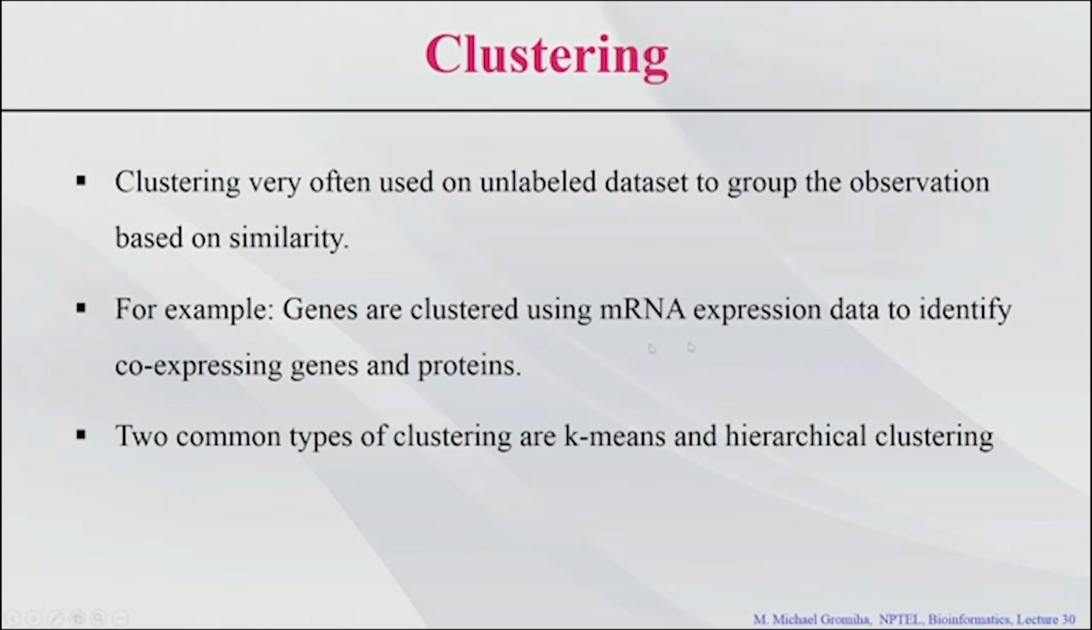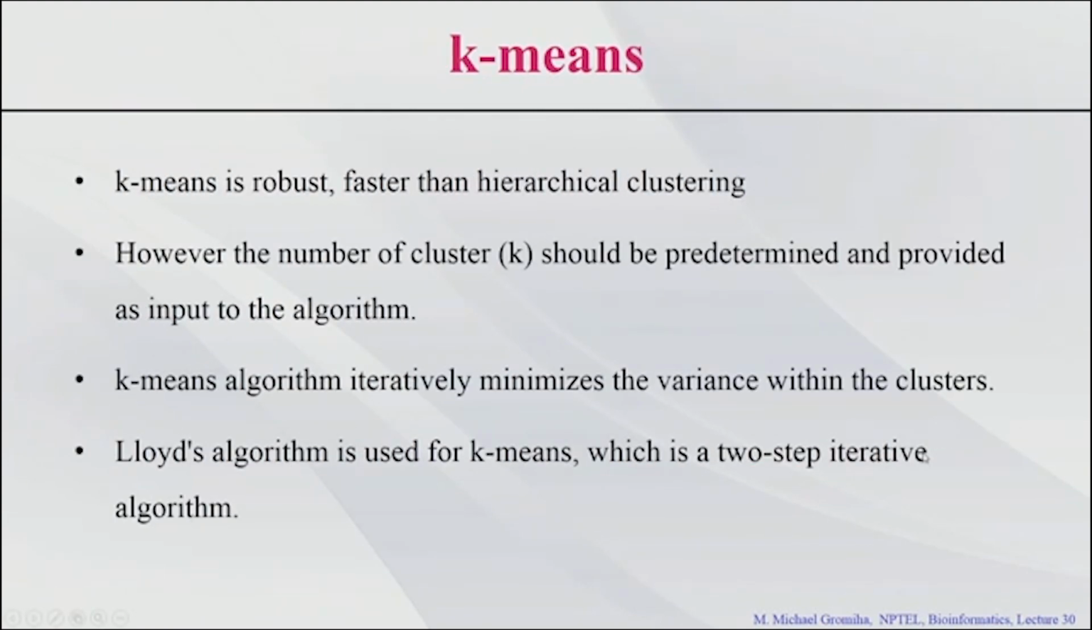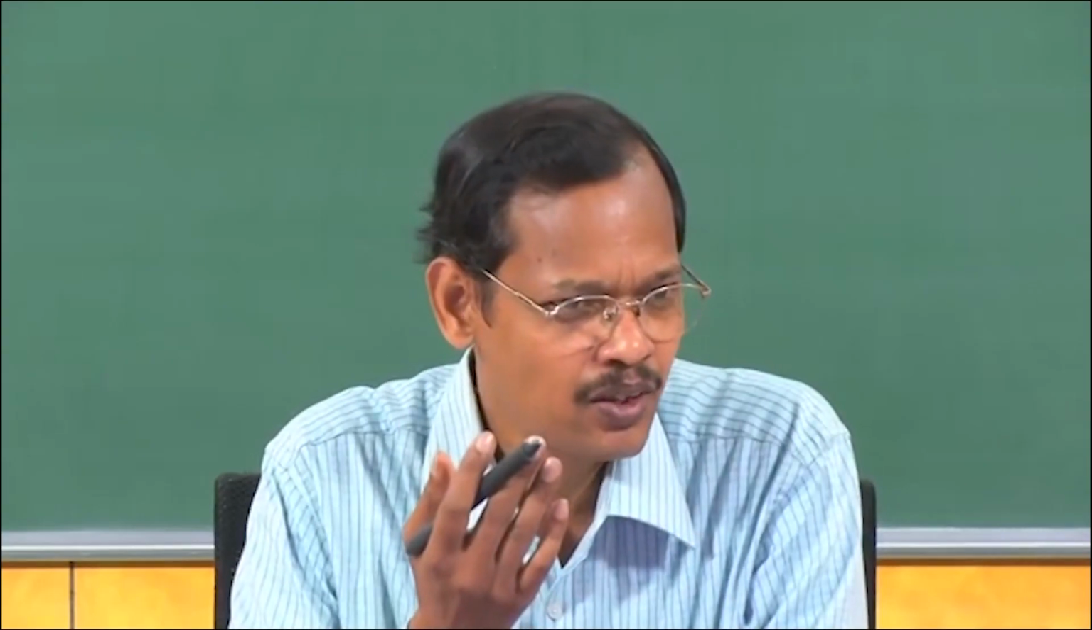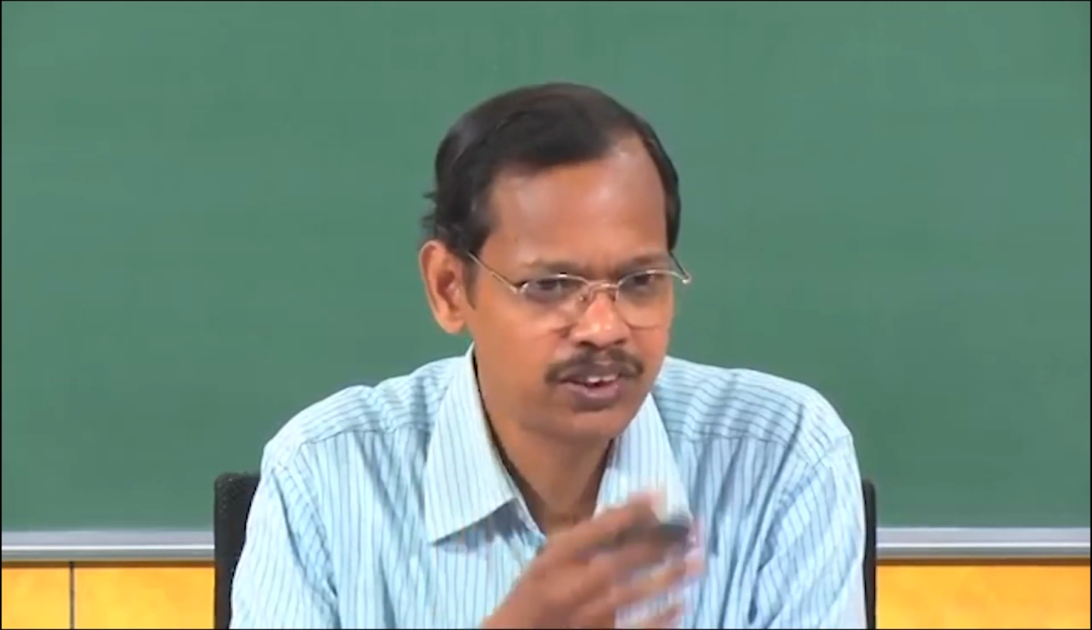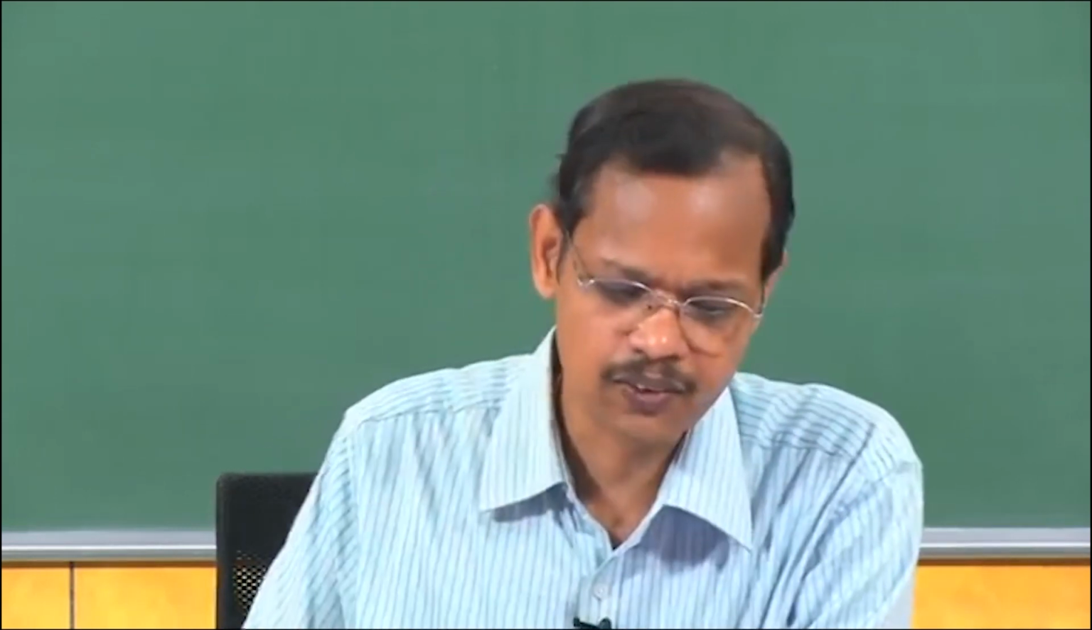For example, genes are clustered by mRNA expression to identify co-expressed genes, as well as proteins. There are various types of clustering techniques. Normally these are k-means clustering as well as hierarchical clustering. Now we will see how these clustering techniques work. Take k-means clustering, it is robust and faster than hierarchical clustering. Already we discussed k-means clustering with another application. For what application did we discuss k-means clustering? Grouping non-redundant sequences. When you use CD-HIT, we discussed this clustering technique.